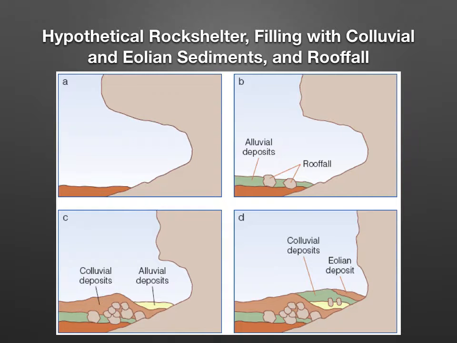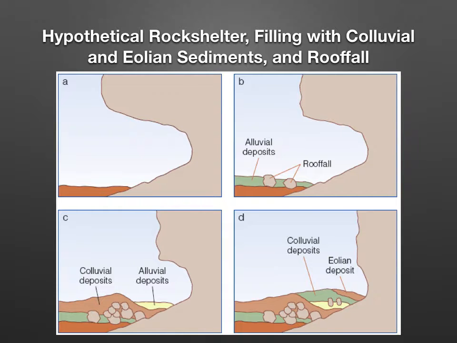Fast forward to picture B. Some amount of time has passed. The rock shelter has started to recede because this is what happens with rock shelters: you have erosion at the lip of the cave. The water line begins moving back as erosion occurs. In this case, you've got rooffall. The rooffall lands directly on the oldest sediments. And then you have additional alluvial deposits that can come in from floodwaters, and they deposit right over that rooffall.